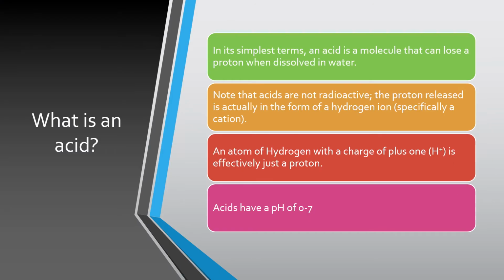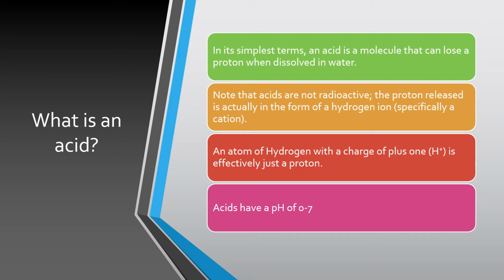So what is an acid? You're probably at least a little bit familiar with acids from your everyday experience. We know that acids can be dangerous and cause chemical burns, but we also know that acids, like citric acid, are found in foods. The general definition of an acid is a molecule that can lose a proton when dissolved in water. Now, we've talked before in this class about how atoms cannot lose protons unless they're decaying radioactively, which is not the case for acids.